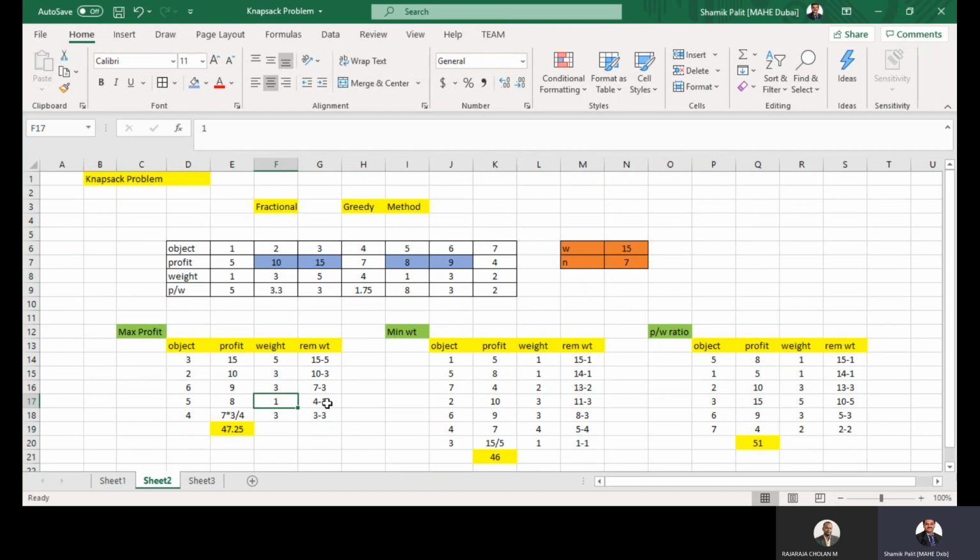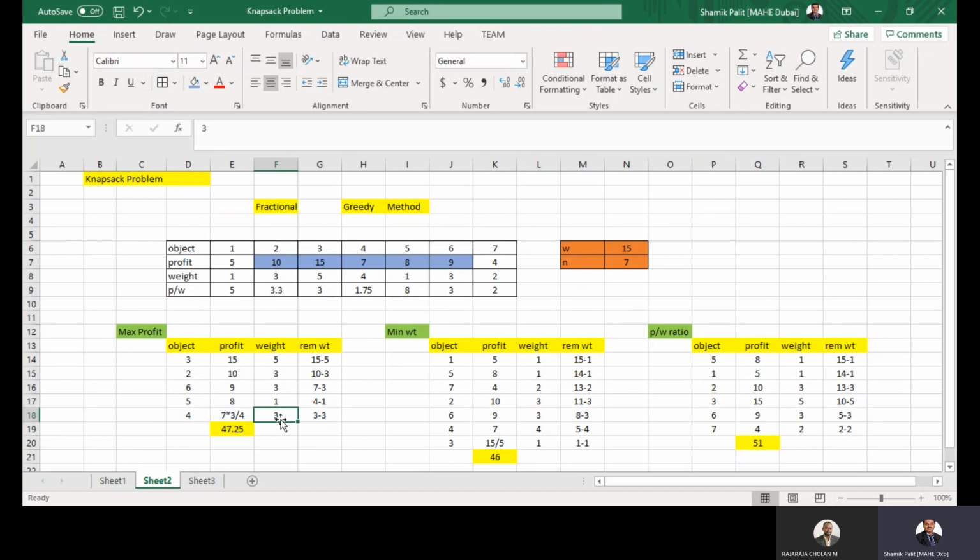Now the remaining weight was 4. So 4 minus 1, it becomes 3. So now the remaining weight is 3. You cannot accommodate more than 3 over here. So what is the next maximum profit you can consider? The next maximum profit is obviously 7. We have considered 7, but we cannot take all 4 kilo over here because my remaining weight is only 3. So what I can do is take a fraction of that particular weight.